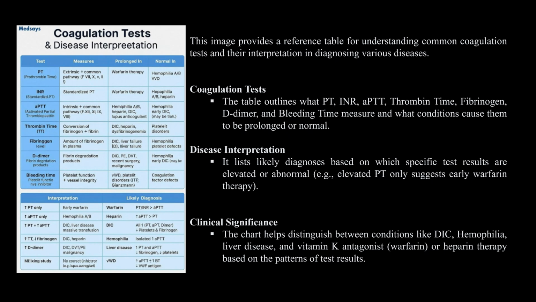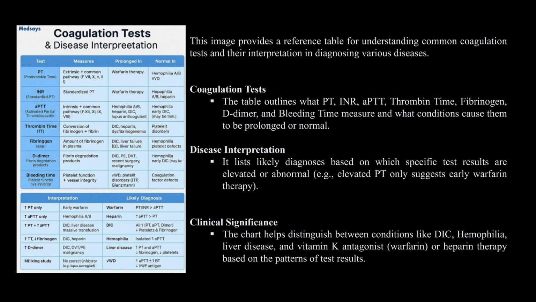Thrombin time, TT, evaluates the conversion of fibrinogen to fibrin. Fibrinogen level measures the amount of fibrinogen available for clot formation. D-dimer indicates the presence of fibrin degradation products and is used to screen for DIC or VTE. Bleeding time assesses platelet function and vascular wall integrity.